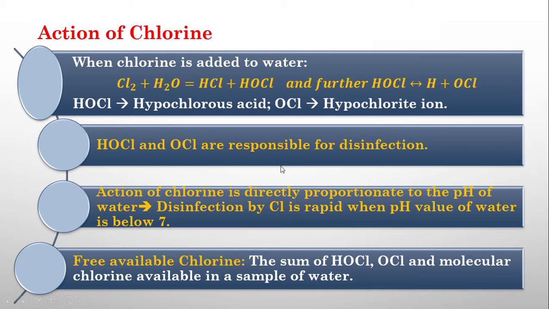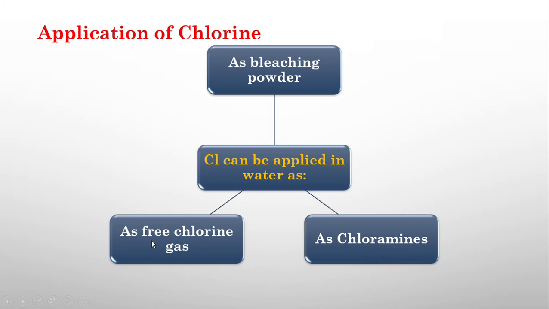So the chlorination process also depends on pH. Disinfection mainly occurs when the pH is below 7. Okay, it will occur mainly in acidic pH. And a term known as free available chlorine is there. It is the sum of hypochlorous acid, hypochlorite ion and molecular chlorine if available in water. So all these together is known as free available chlorine.